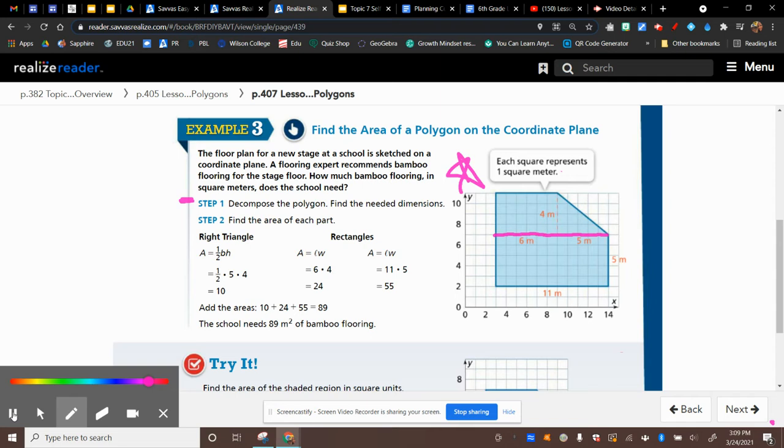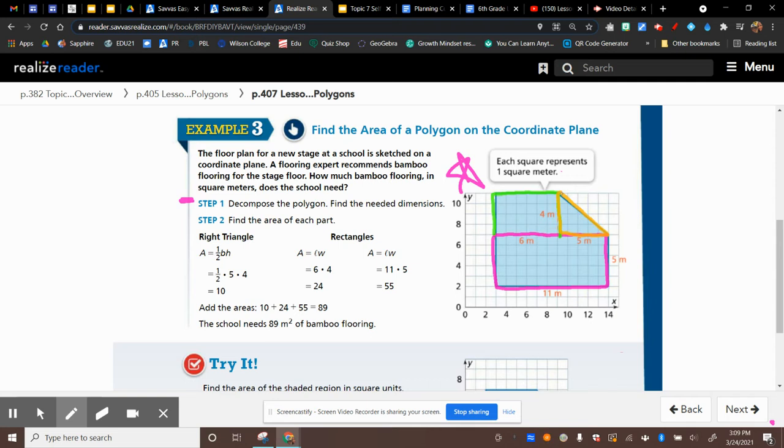Okay, so we're dividing this shape up. I have a rectangle here. Let me grab another color. I have another rectangle here. And then I have a triangle. And obviously some of them share sides, and that's totally fine.